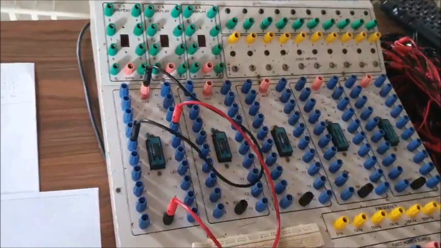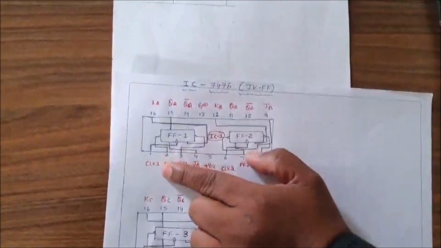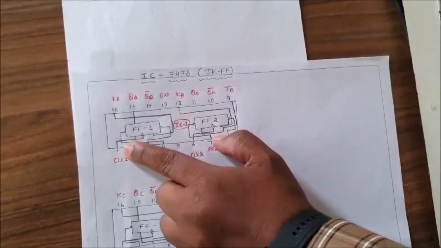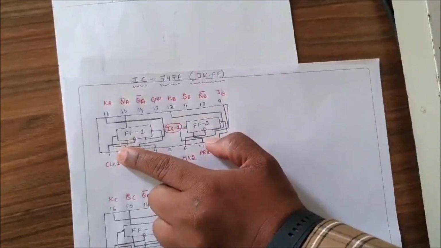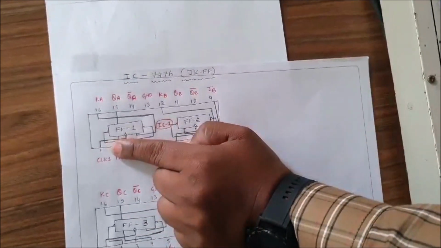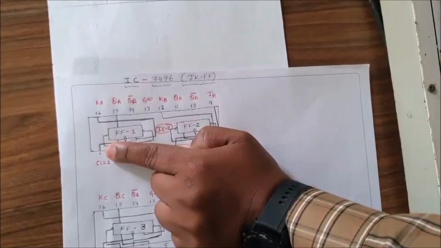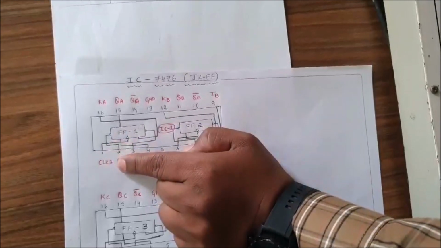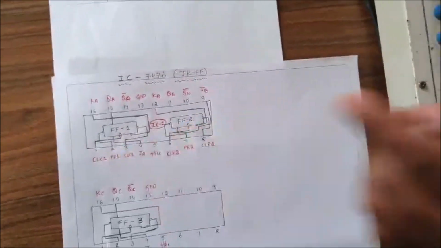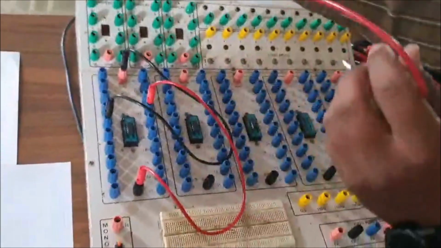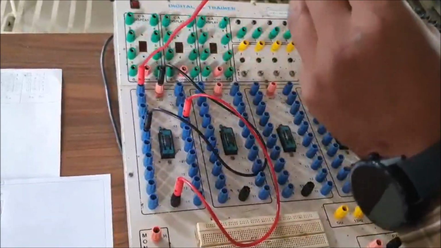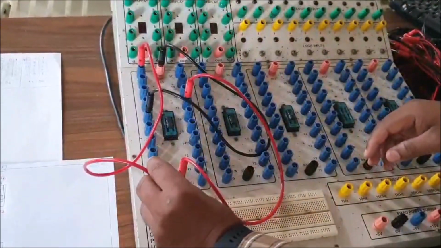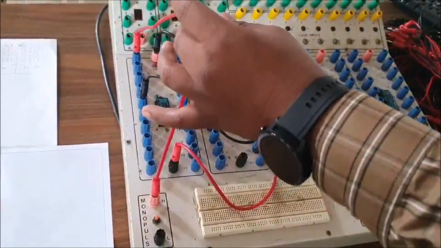Next, coming to flip-flop 1, clock 1 is connected to the first pin. I need to take a patch cord. One end of the patch cord is connected to the first pin of IC1, and the other end is connected to the monopulse clock.